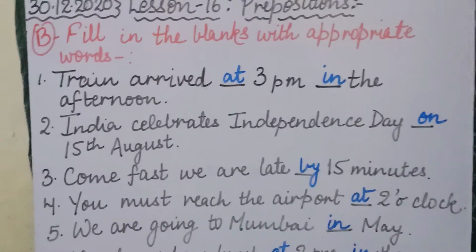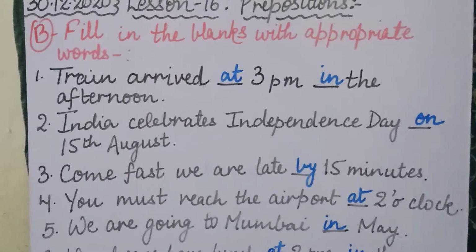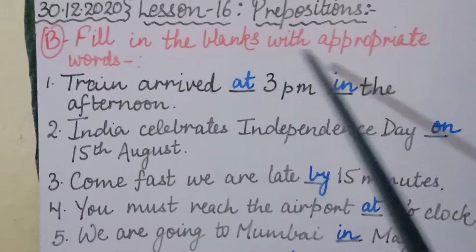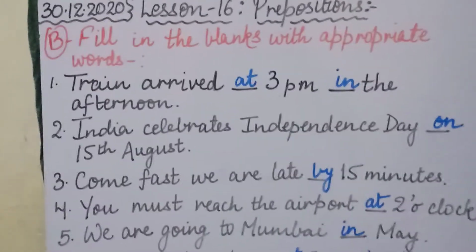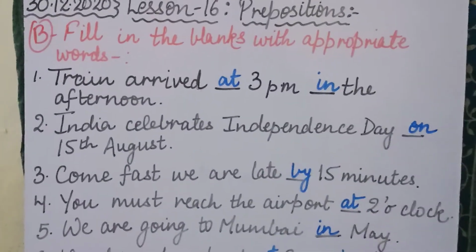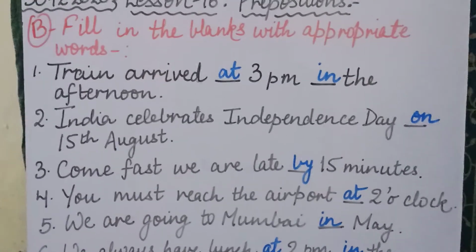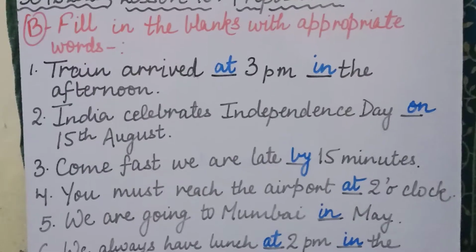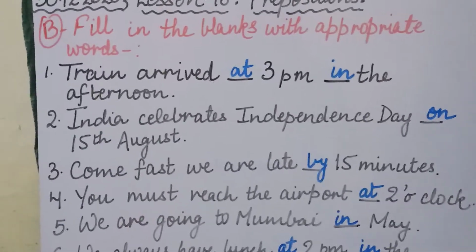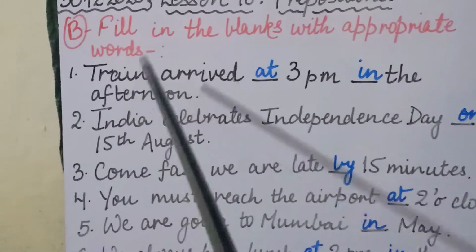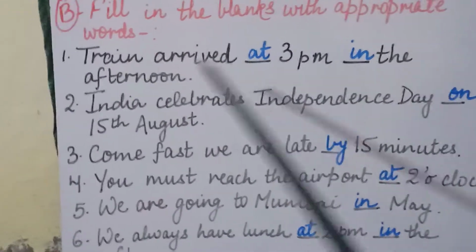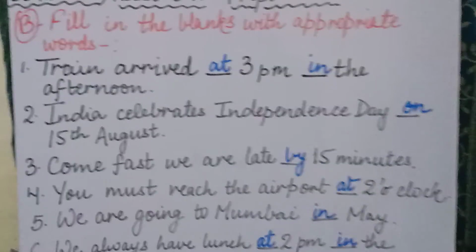Okay children, so in this exercise what you have to do, please listen to it carefully. In this, fill in the blanks with appropriate words. Now here you have to use the appropriate prepositions after reading the sentences. Okay, so listen to this part carefully, children. First sentence, train arrived dash 3 p.m. dash the afternoon. Train कब arrive हुई?